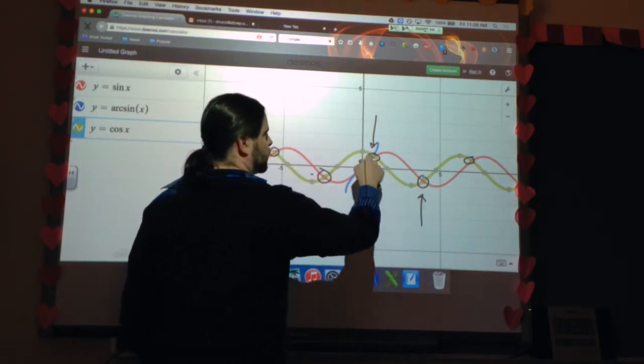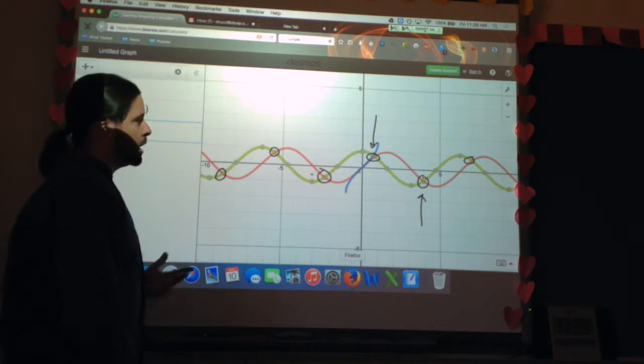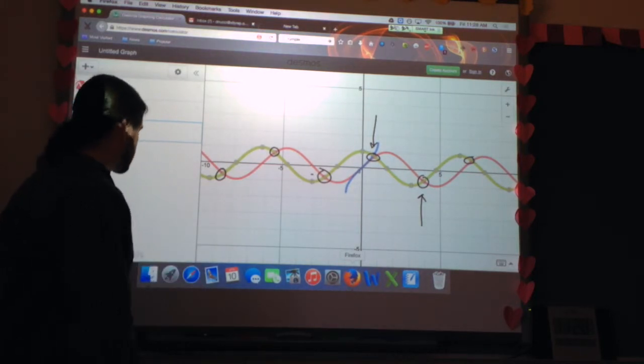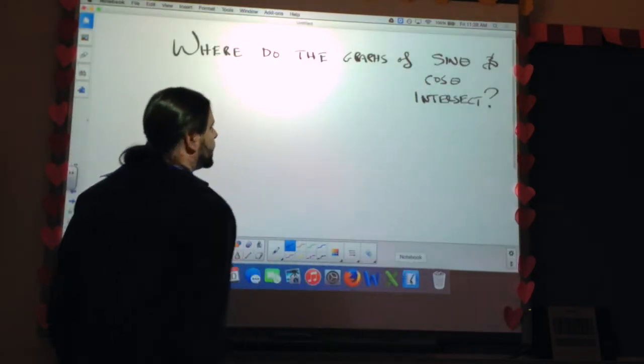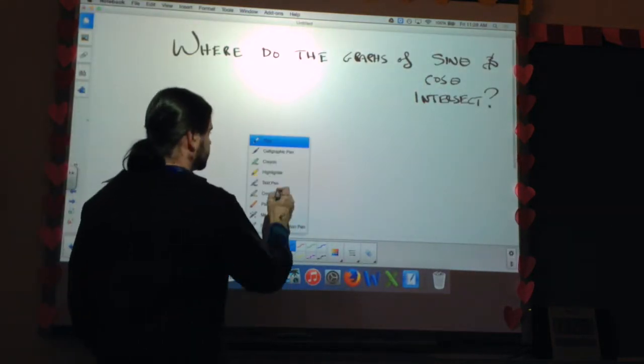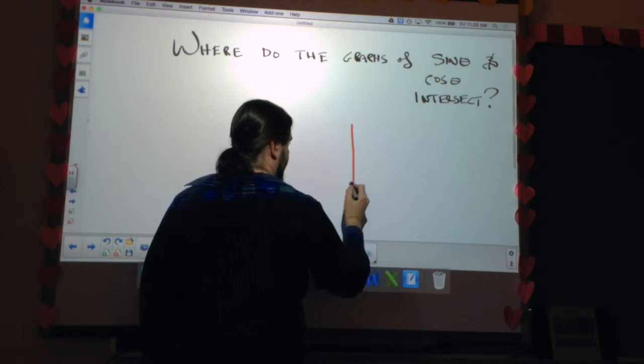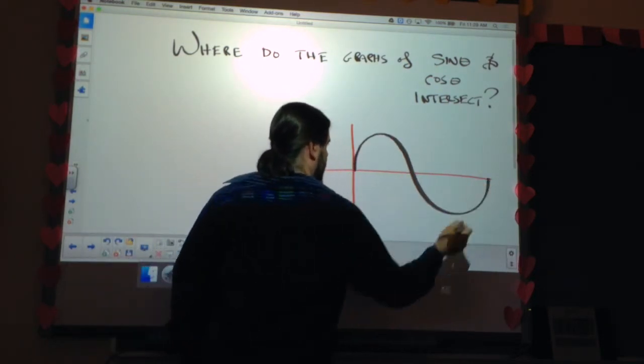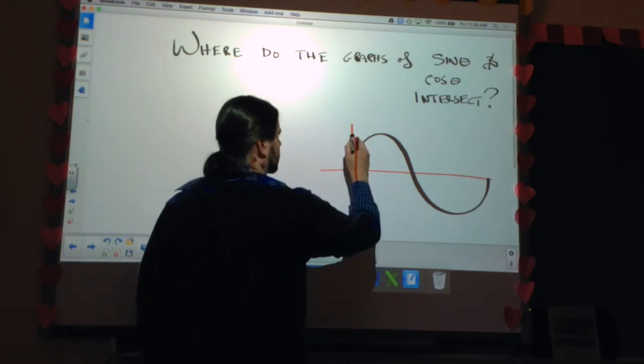So maybe if we could just figure out these two spots, then we could do plus 2 pi k and we'd be cool. So let's see here. Ways to figure out this problem. Let's say that I've got a sine wave and I have a cosine wave.